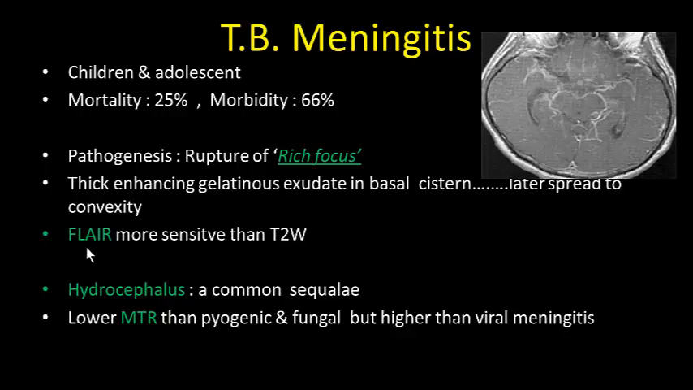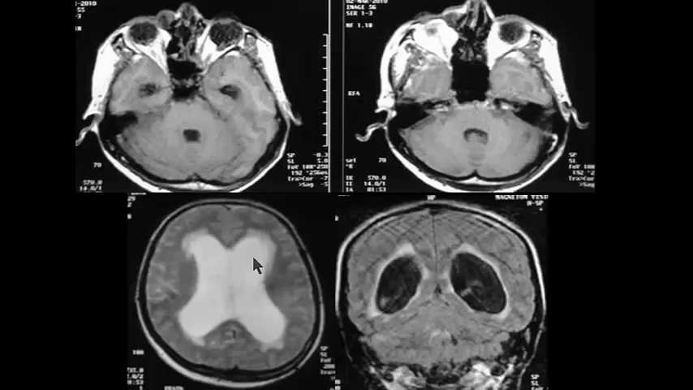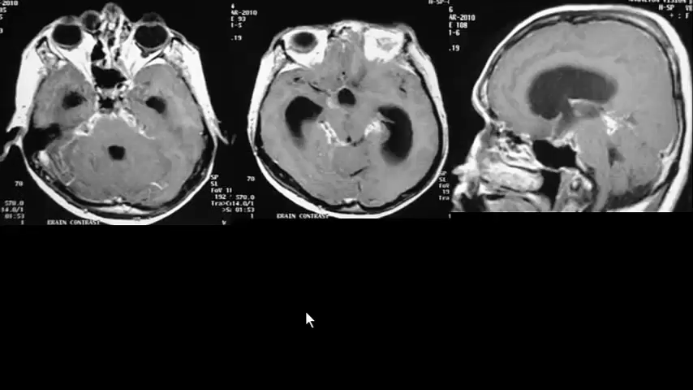FLAIR is somewhat more sensitive than the T2 weighted image. Hydrocephalus is a very common sequela, and as we have seen, very low MTR is seen in tubercular meningitis compared to pyogenic and fungal. Here is an example of a tubercular meningitis with gross hydrocephalus. Here is the enhancing basal exudate that you see prepontine as well as in the other areas.